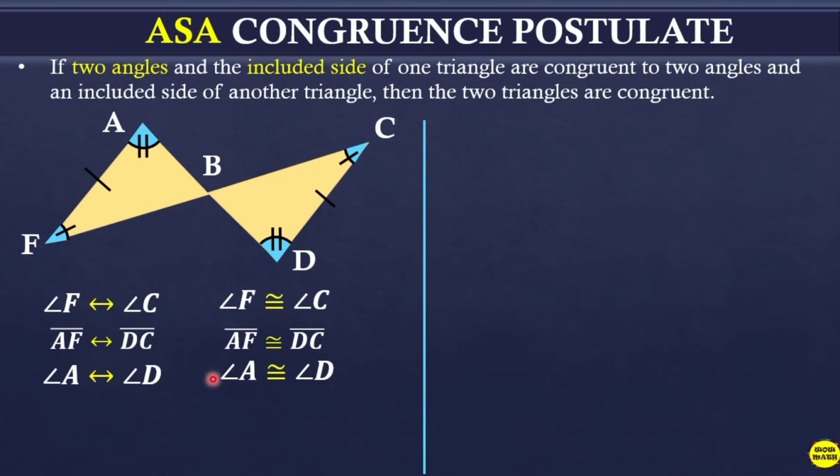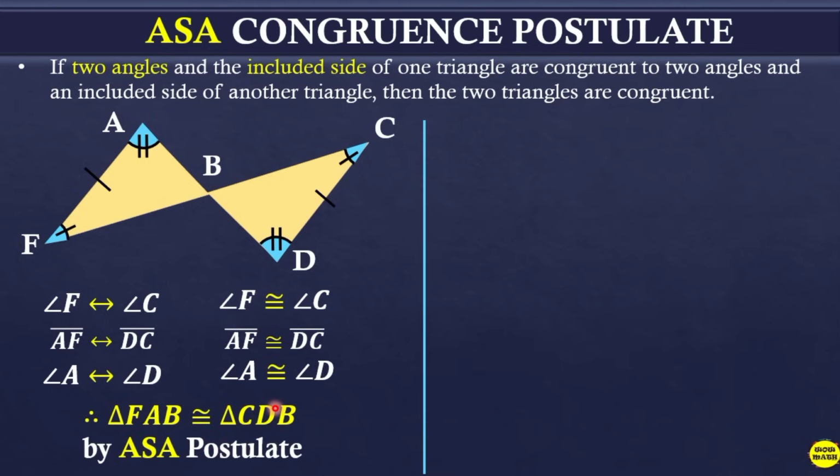Now, from this given set of congruent parts of a triangle, this is your angle, side, and another angle where your side is the included side. Okay? So, kung titingnan natin, angle, included side, angle. So, therefore, triangle FAB is congruent to triangle CDB by ASA congruence postulate. Okay? So, make sure na tama po ang arrangement nito. So, FAB and then CDB.